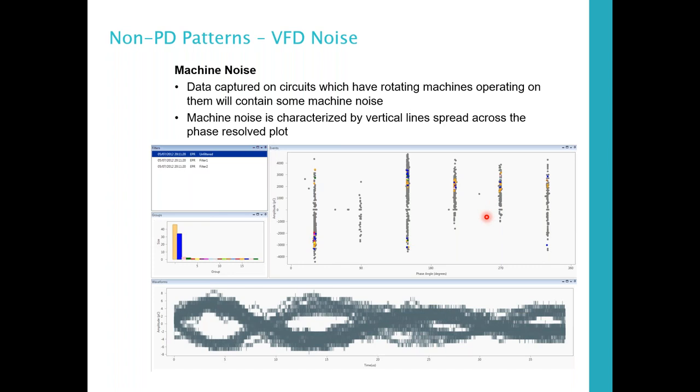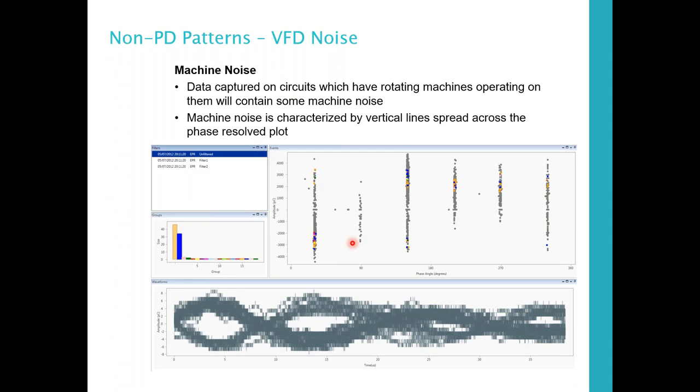So, yeah, you have a machine, and you're testing a cable that has a machine attached to it. I've got PD on the cable, and my load's a machine, so you can have both. But if you just see three vertical lines, six vertical lines or six clusters evenly spaced at about 60 degrees, that's going to be an indication of machine noise. So that's what we're looking for when we're evaluating the data and what patterns we're looking for.